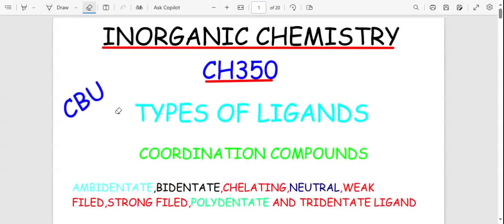And these are the types we have talked about: ambidentate ligand, bidentate ligand, chelating ligand, neutral ligand, weak field ligand, strong field ligand, polydentate ligand, and tridentate ligand. Those are the types of ligand that we'll be talking about. Let's start them one by one. We'll be giving examples. A question may say define each of the following and give an example, so we'll be answering such questions. I'll show you the answer at the end if available.